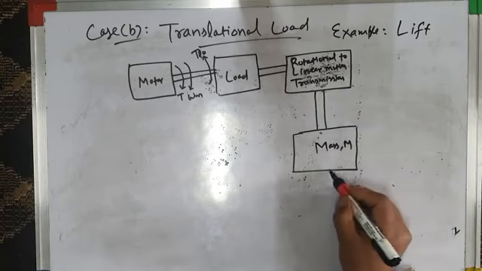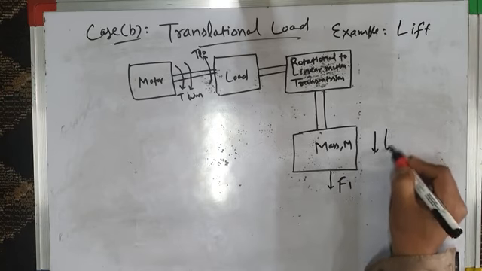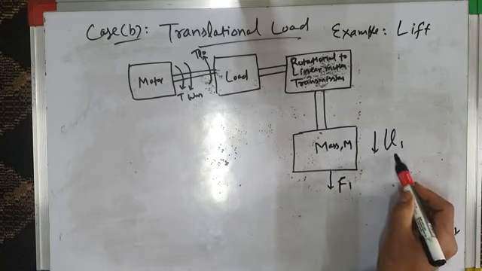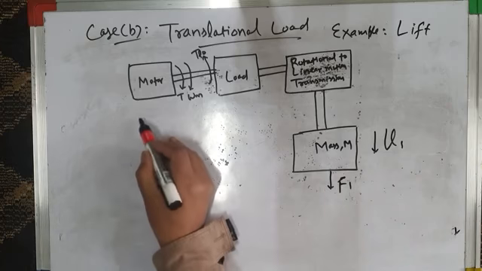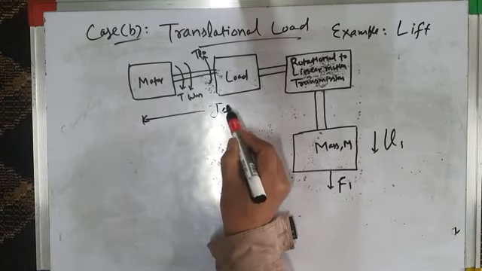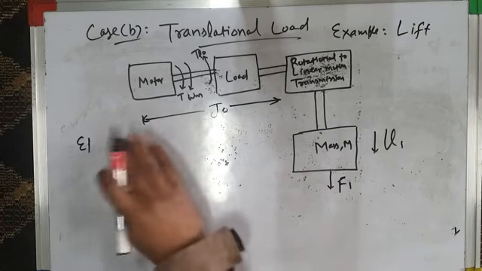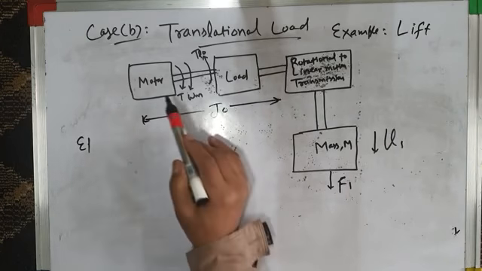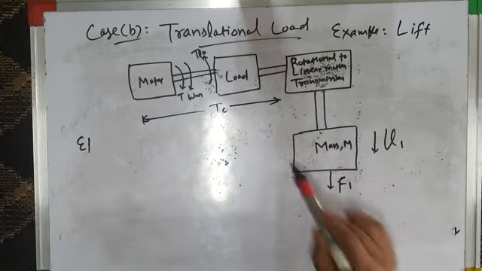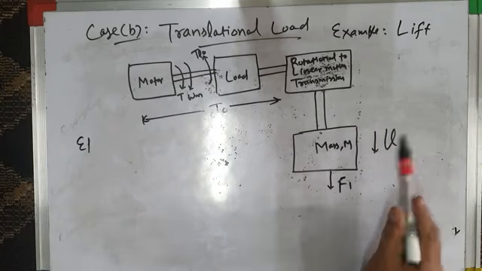And the force developed is F1, and the velocity at which the lift moves up or down is, let's call that velocity or speed, V1. The total moment of inertia of motor and this load is again J naught, right? So again, let us find the total moment of inertia of the system, which comprises the moment of inertia of motor and load J naught plus the moment of inertia of this system, where this is the rotational system and this is the linear or translational system.